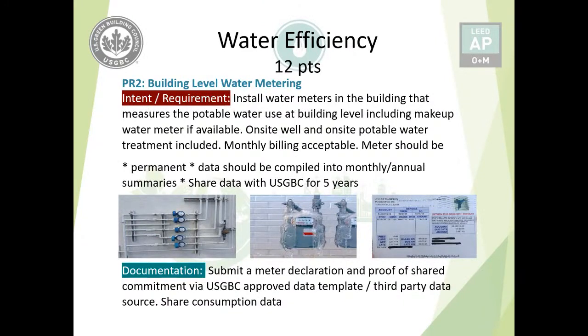So this is the basic building level water metering. One meter is usually there, and it should capture all on-site treatment. If there is an on-site well, if there is any makeup water meter, the summaries should be available, and a commitment with USGBC for 5 years.